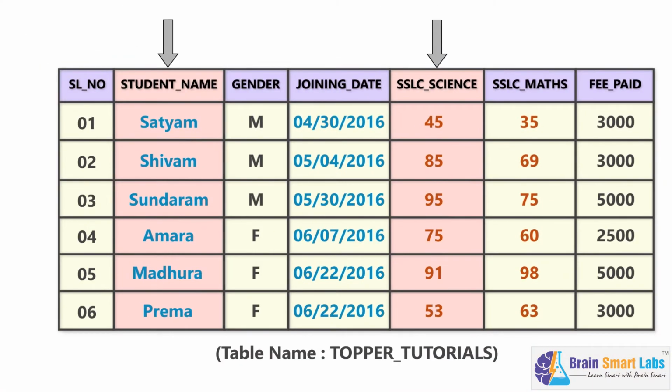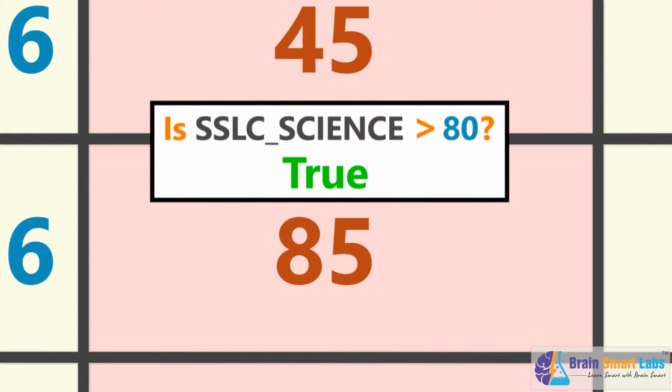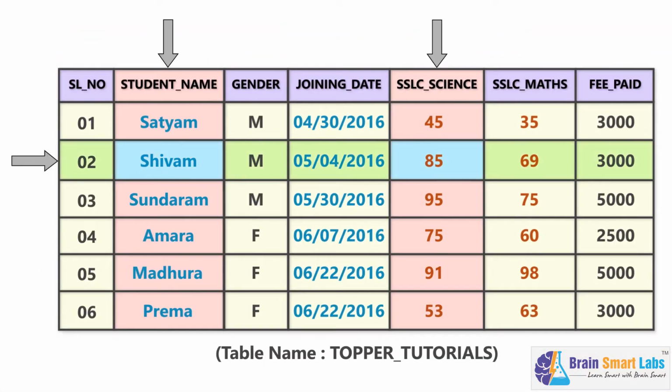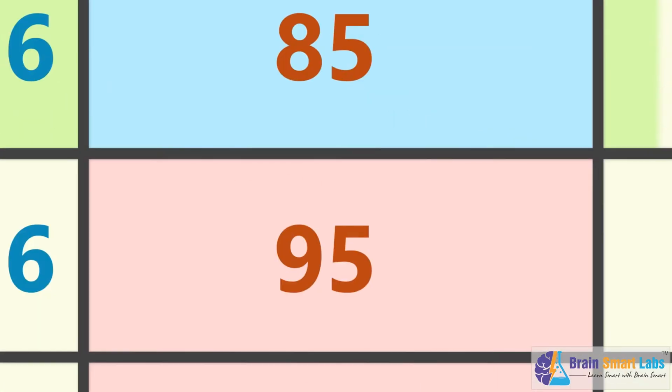The second student Shivam has scored 85, which is of course greater than 80. And as a result, he will get felicitated by a Cadbury's chocolate. The third student Sundaram has scored 95 in SSLC science, which is definitely greater than 80. And as a result, he will definitely be felicitated with 2 Cadbury's chocolates.